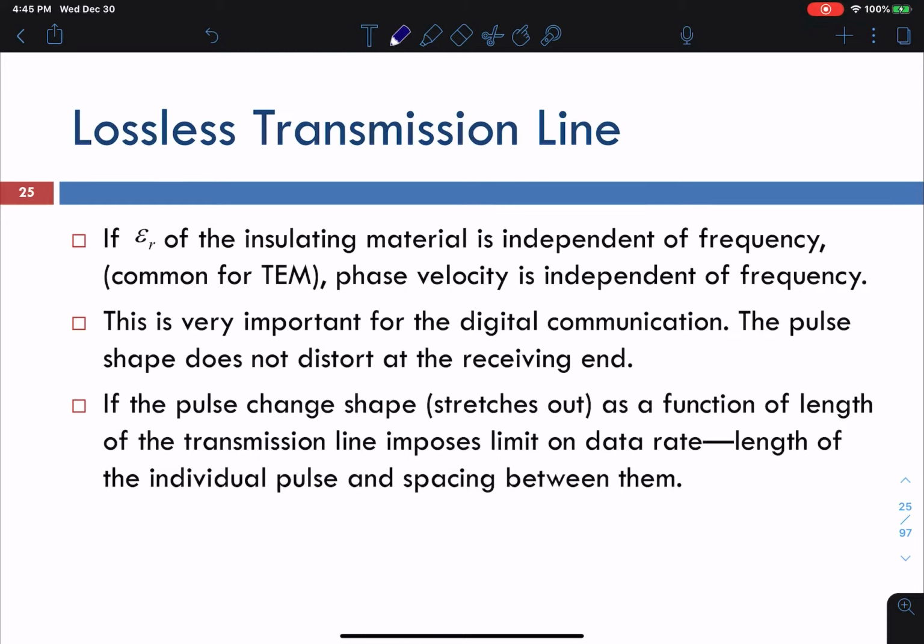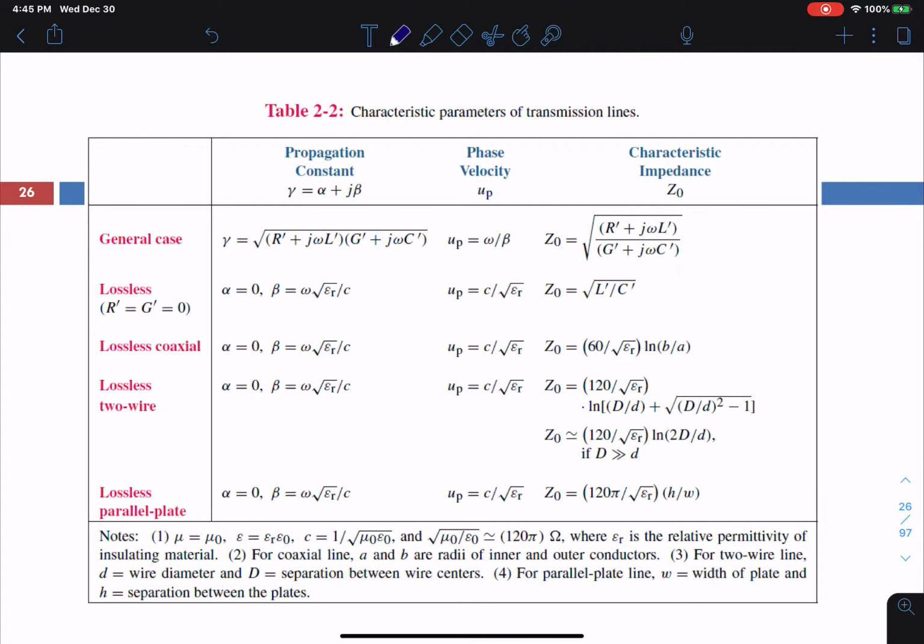Now, that's what I'm saying over here, so you can take a look at what I said. That's all about that. Your epsilon r should not depend on the frequency. And for the general case and other things, you can see for all the signals, this is the equation for your propagation constant. This is the phase velocity over here.